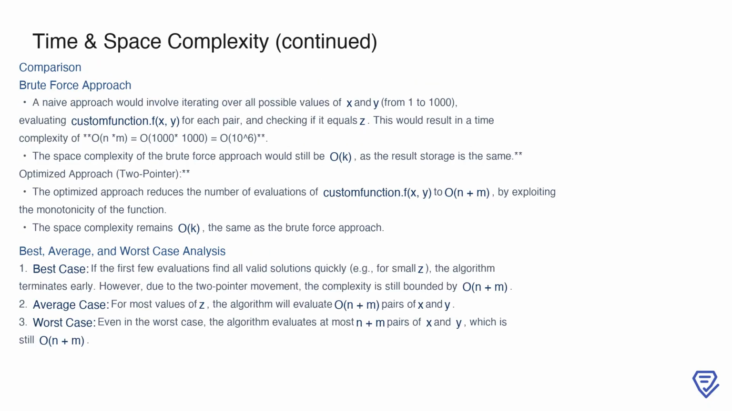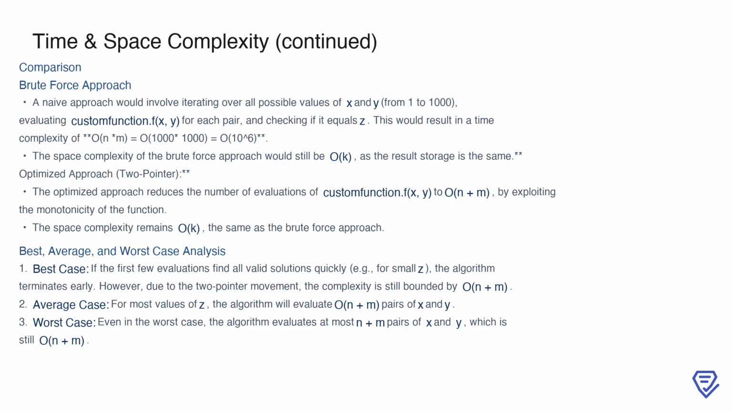Let's compare this optimized approach with a brute force method. A naive approach would evaluate customfunction.f(x, y) for all possible pairs of x and y, iterating from 1 to 1000 for both variables. This would result in a time complexity of O(n times m), or O(1000 by 1000), which equals O(10 to the power of 6) evaluations. On the other hand, our optimized two-pointer approach leverages the monotonicity of the function to reduce the number of evaluations to O(n + m), which is far more efficient.